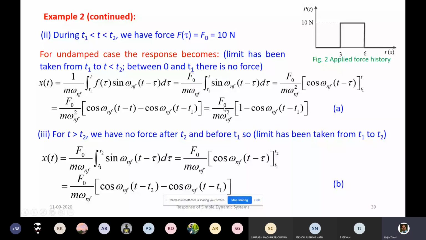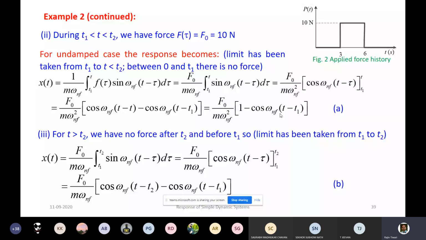Here you can see this is in terms of t. So we can take t from 3 to 6, any value. But we cannot take beyond that. We cannot take 7 for this expression because we have taken care of the force only up to 6 seconds. So t will vary from 3 to 6 depending on what value we want, or if you want the variation for different values, we can get the value of x of t and plot it.